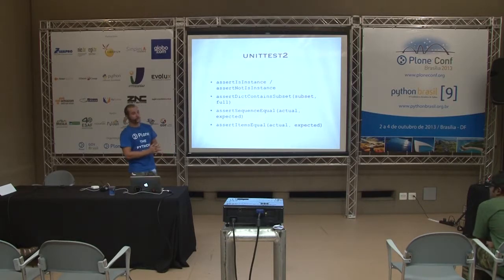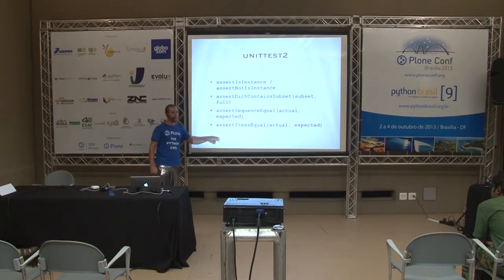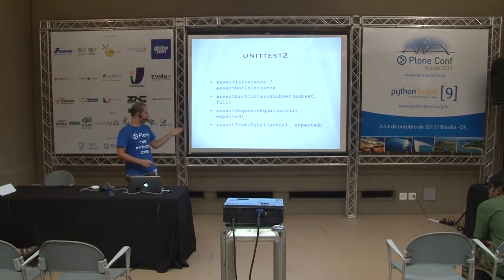And you can assert if it's an instance, and if a dictionary contains a subset, and if a sequence is equal or items are equal. I like to use assert items equal to compare two lists or two dictionaries that I know will not be in the same order, because this will disregard order. So it will just make sure that you have the same set of items in one dictionary or list as in the other. It's really helpful. You don't have to do sorting in your unit tests.